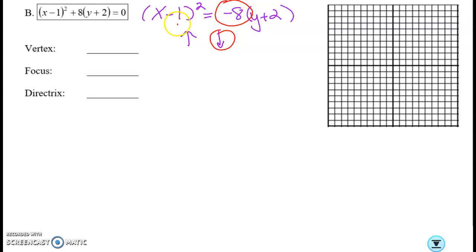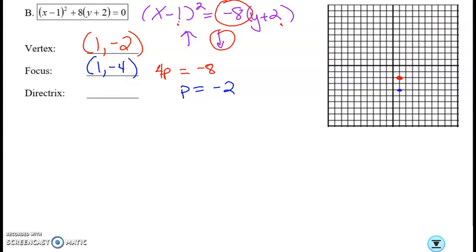My vertex is h, k. h always goes with x. k always goes with y. And we're always going to go with the opposite sign. So our vertex is at 1, -2. So if you graph a point at 1, -2, we are on our way for this example. 4p is equal to -8. So p is equal to -2. So this is going to open up or down. We're going to go 2 units this way, and that's going to give me my focus point. So we went 2 more units down, so the x stays the same. Our y is going to be -4.